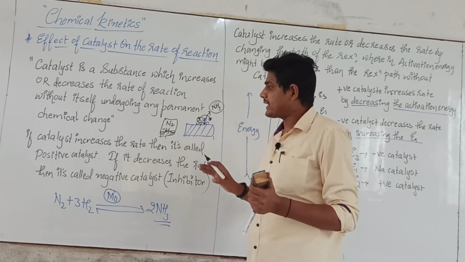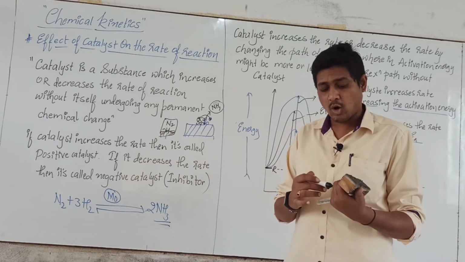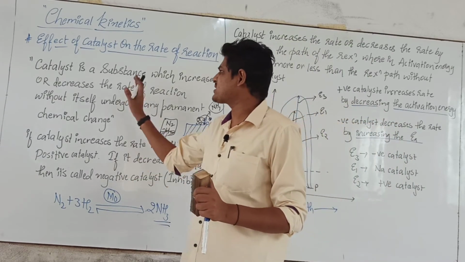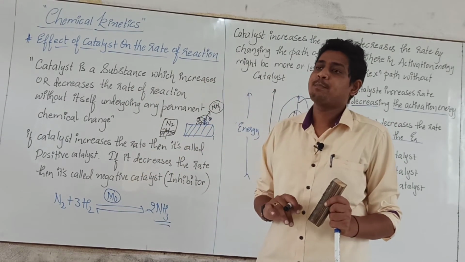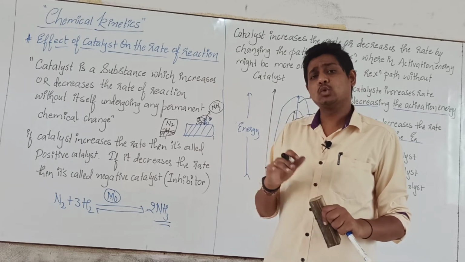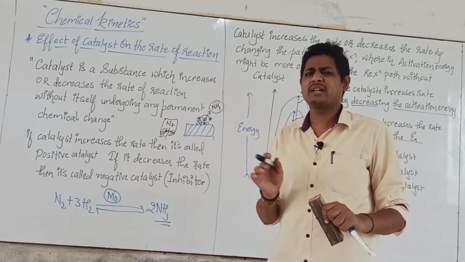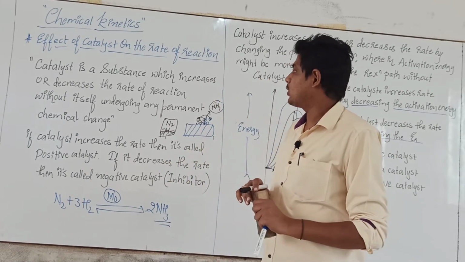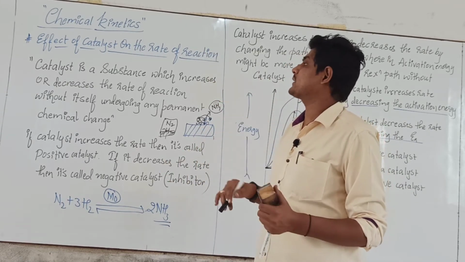Okay, so in this way, catalysts will be increasing or decreasing the rate of reaction. But I will not say decreases the rate of reaction many a times, because catalysts are mainly used to increase the rate of reaction, not to decrease. In very rare cases, it is used to decrease the rate of reactions. Okay, so what is a catalyst?